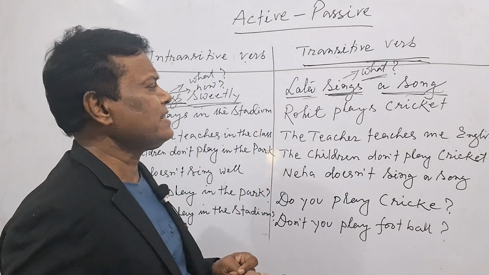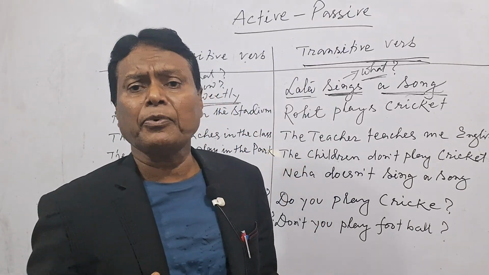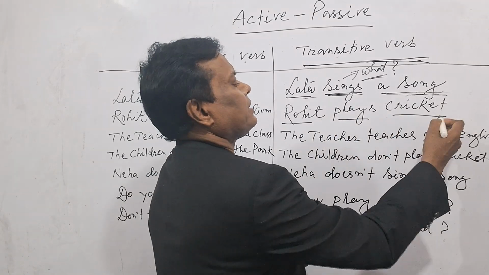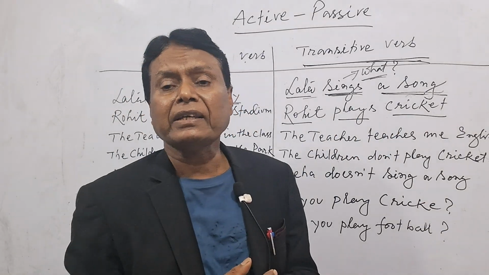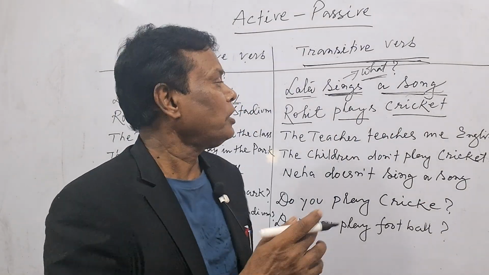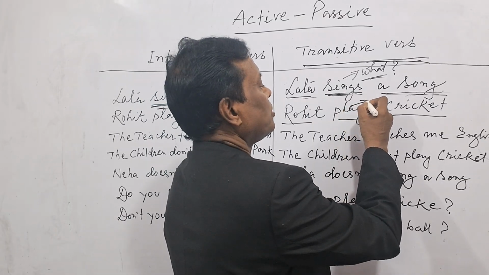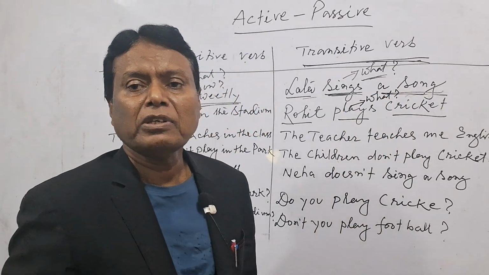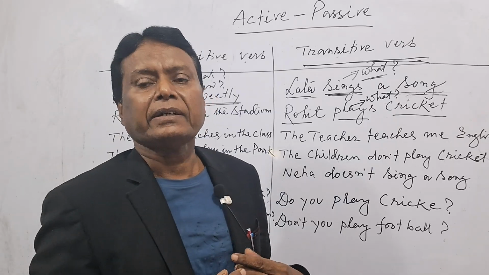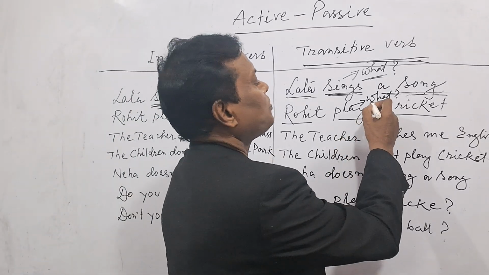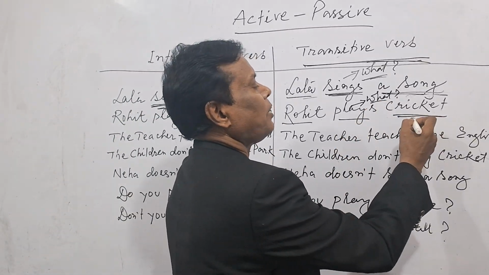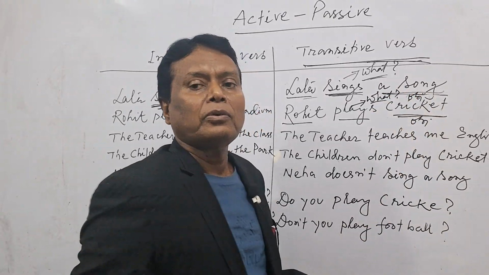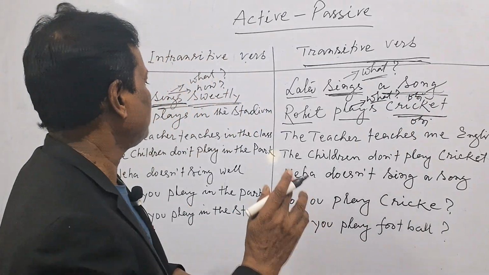See, the second sentence is, some examples will help you to understand better. Rohit plays cricket. रोहित क्या करता है? क्रिकेट खेलता है. तो रोहित प्लेज के सामने यहाँ पे व्हाट क्वेश्चन पुट करो. रोहित प्लेज व्हाट, तो इसका जवाब आता है क्रिकेट. रोहित प्लेज क्रिकेट. इसका जवाब है, तो ये ऑब्जेक्ट है. ओके, नाउ सी द सेंटेंस हियर.